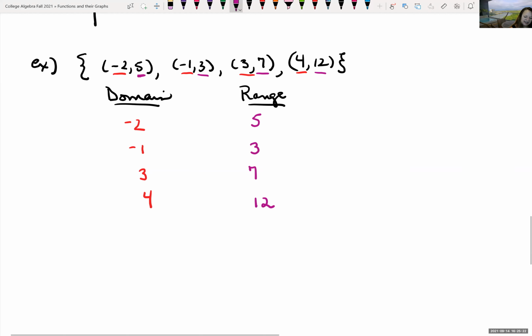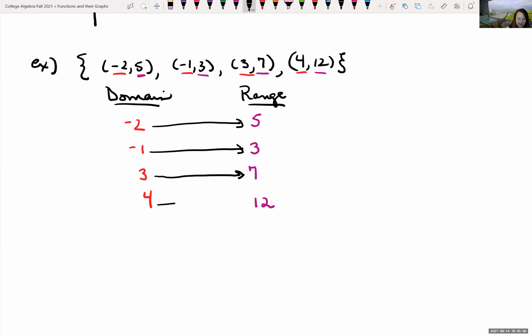And notice that -2 maps to 5. So that x value, -2, gives me back one y value. -1 gives me back the output of 3. The input of 3 gives me the output of 7. And the input of 4 gives me the output of 12. And so looking at this, I can see that every x value corresponds to one y value. And so, yes, this relation is a function.